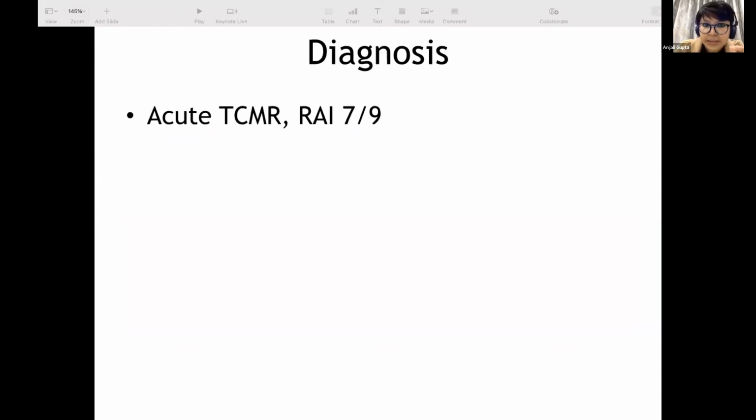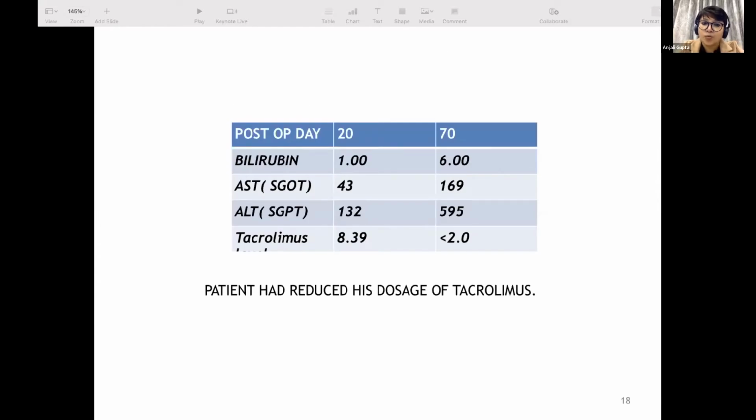this case. The next case, of course, is again, oh well, here's a cliche. The tacrolimus level, as you can see on day 20 and day 70, is definitely much lower than the therapeutic level. So we got the history that the patient had reduced his doses of tacrolimus. Therefore, he had come up with this acute rejection. Next slide.